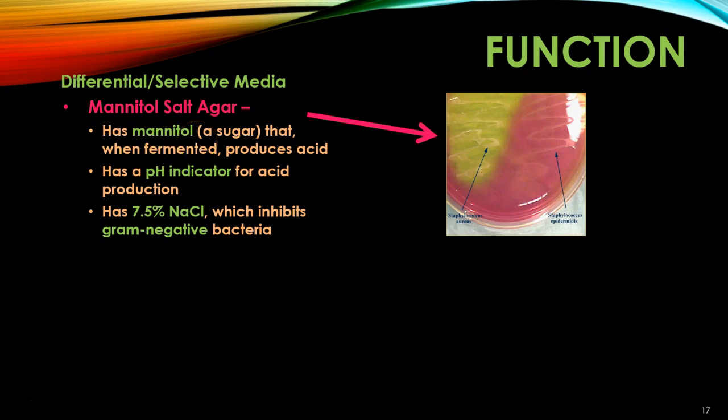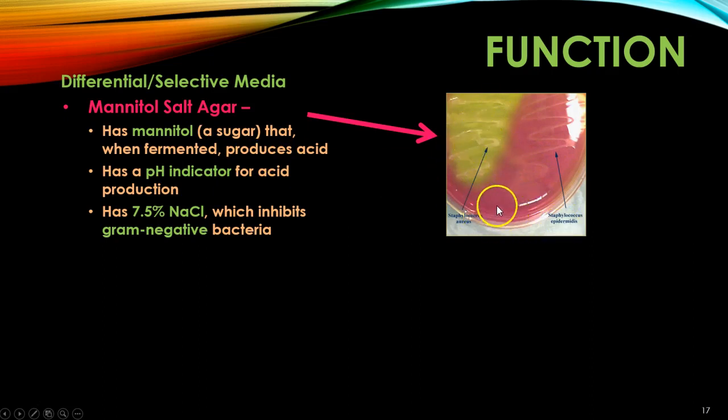A lot of bacteria will take sugars, ferment them, and in the process of fermenting them, they produce an acid rather than an alcohol. Many of you might be thinking, well, fermentation means it's producing ethanol, but with bacteria, they're actually producing an acid. And they put a pH indicator in here. So if the organism is able to use the mannitol and produce the acid, it changes the color.